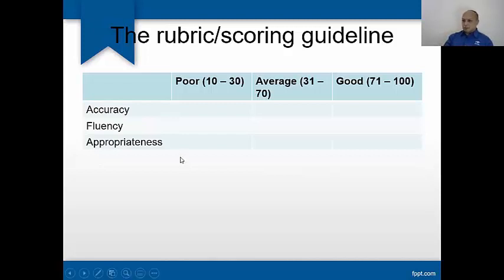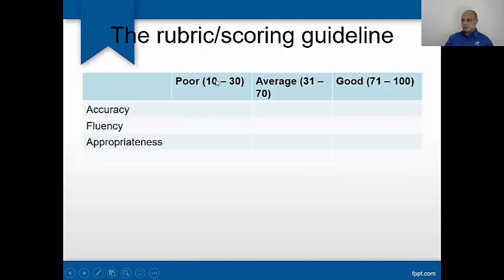So say that we are conducting a test of speaking. You decide to include in your rubric that you are going to measure the accuracy, the fluency, and the appropriateness. So you are going to look at these elements when you test somebody's speaking: his or her grammar accuracy, his or her fluency, and his or her appropriate language style. Okay. And then you have a range of score. For example, the range is from 10 to 30.